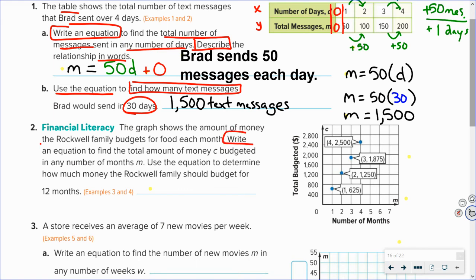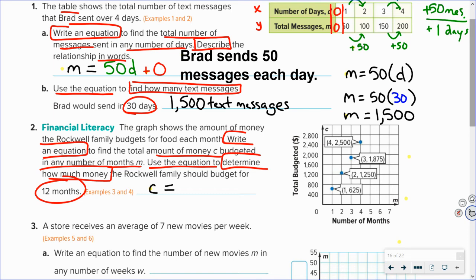So the first thing it's asking us to do again is to write an equation. They give us amount of money. Don't ask me why they use C. No idea. I guess we can't use money for M months and M money. Then we're going to use the equation to determine, well, what? We're going to determine how much money for 12 months. So again, what is the dependent variable? Well, we're going to use that C variable because the money budgeted depends on how many months we got.